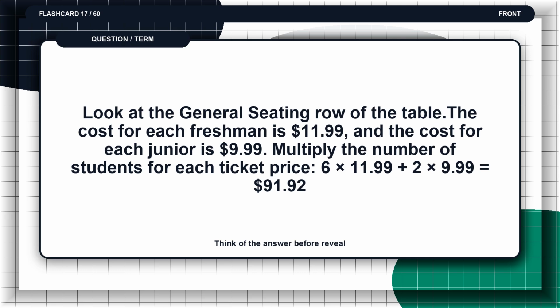Flashcard 17. Look at the general seating row of the table. The cost for each freshman is $11.99, and the cost for each junior is $9.99. Multiply the number of students by each ticket price: 6 times 11.99 plus 2 times 9.99 equals $91.92. Think of the answer before the reveal.